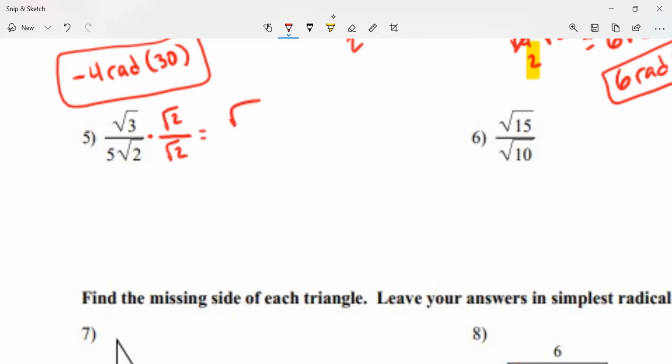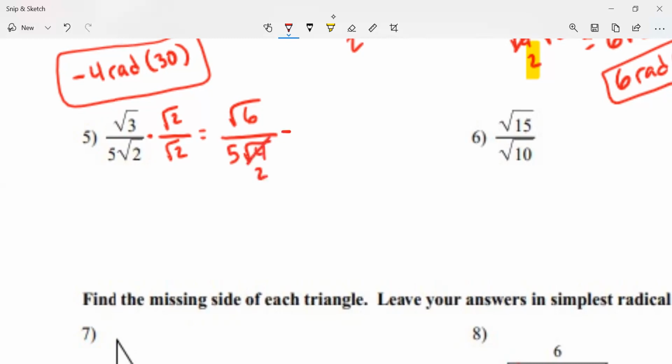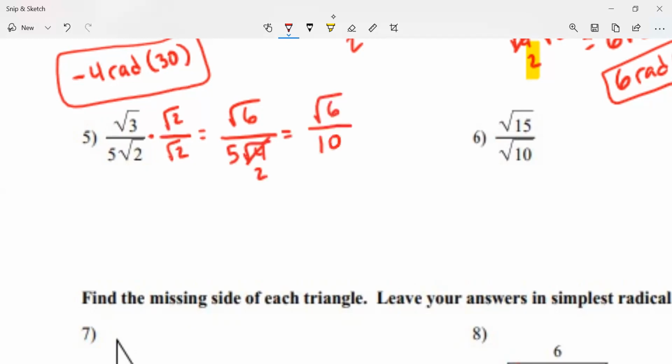I have radical 6 on top, because I can combine those. Radical with the radical, I can combine those. Now at the bottom, when it comes to whole numbers, I just have a 5. When it comes to radicals, I have radical 4. I multiply my radicals, and radical 4 just became a perfect square. I know the square root of 4 is 2. So now what I have is radical 6 over 10, because I multiply the 5 and the 2 at the bottom.